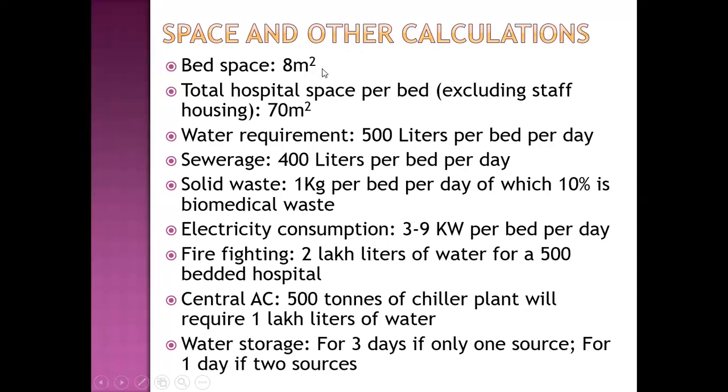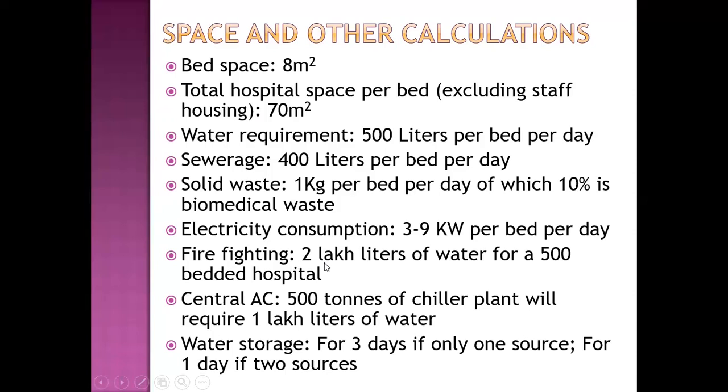Then other calculations. So for a bed, we require a space of 8 meters square around it. And the total hospital space per bed, excluding staff housing, is 70 meters square. These are the other requirements. Water requirement is about 500 liters per bed per day. Sewerage output is 400 liters per bed per day, approximately. Solid waste generated is 1 kg per bed per day, of which 10% is usually biomedical waste. Electricity consumption is 3 to 9 kilowatt per bed per day.